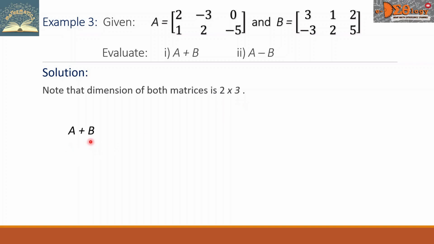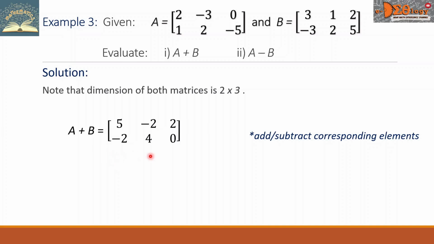Let's begin with A plus B. The rule says we add or subtract corresponding elements. In here, we're going to add the elements respectively. And this is the answer. This 5 means 2 plus 3. Then negative 3 plus 1 is negative 2. 0 plus 2 is 2. 1 plus negative 3 is negative 2. 2 plus 2 is 4. Negative 5 plus 5 is 0. This is the sum of the two matrices.